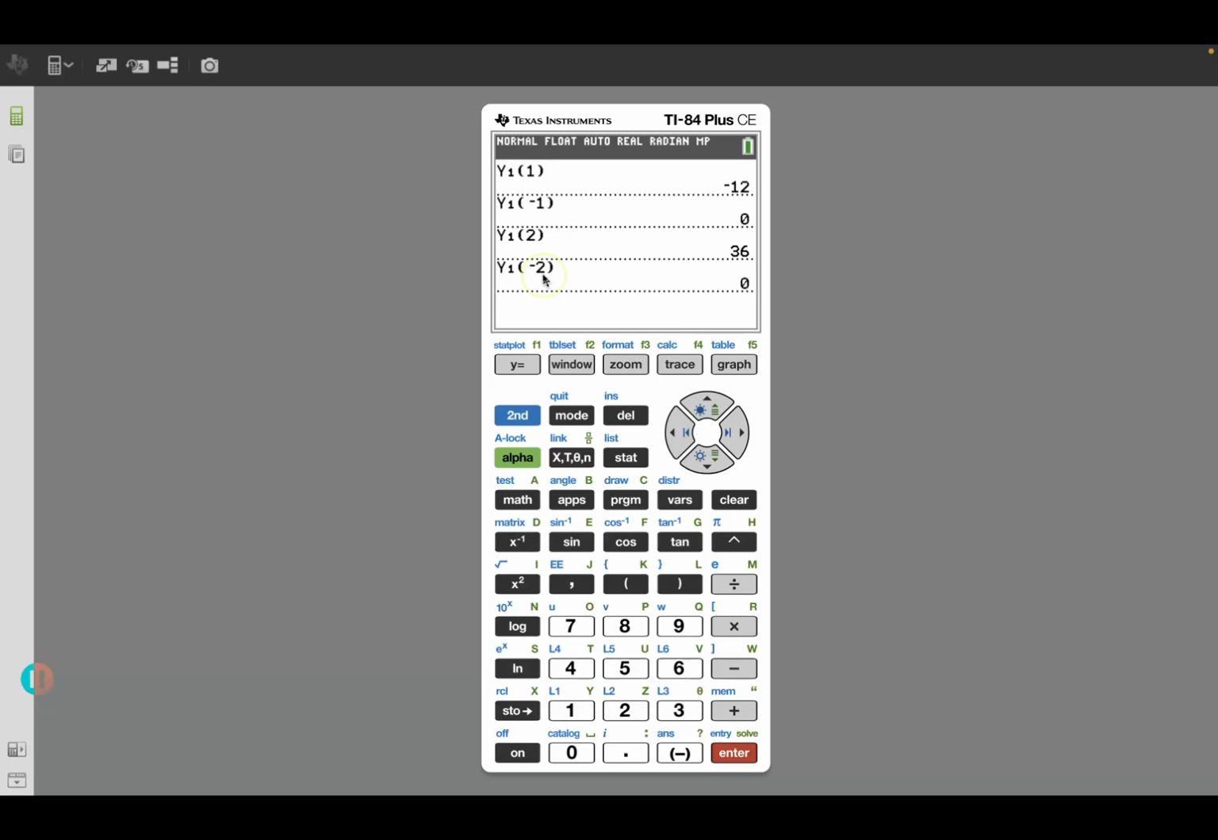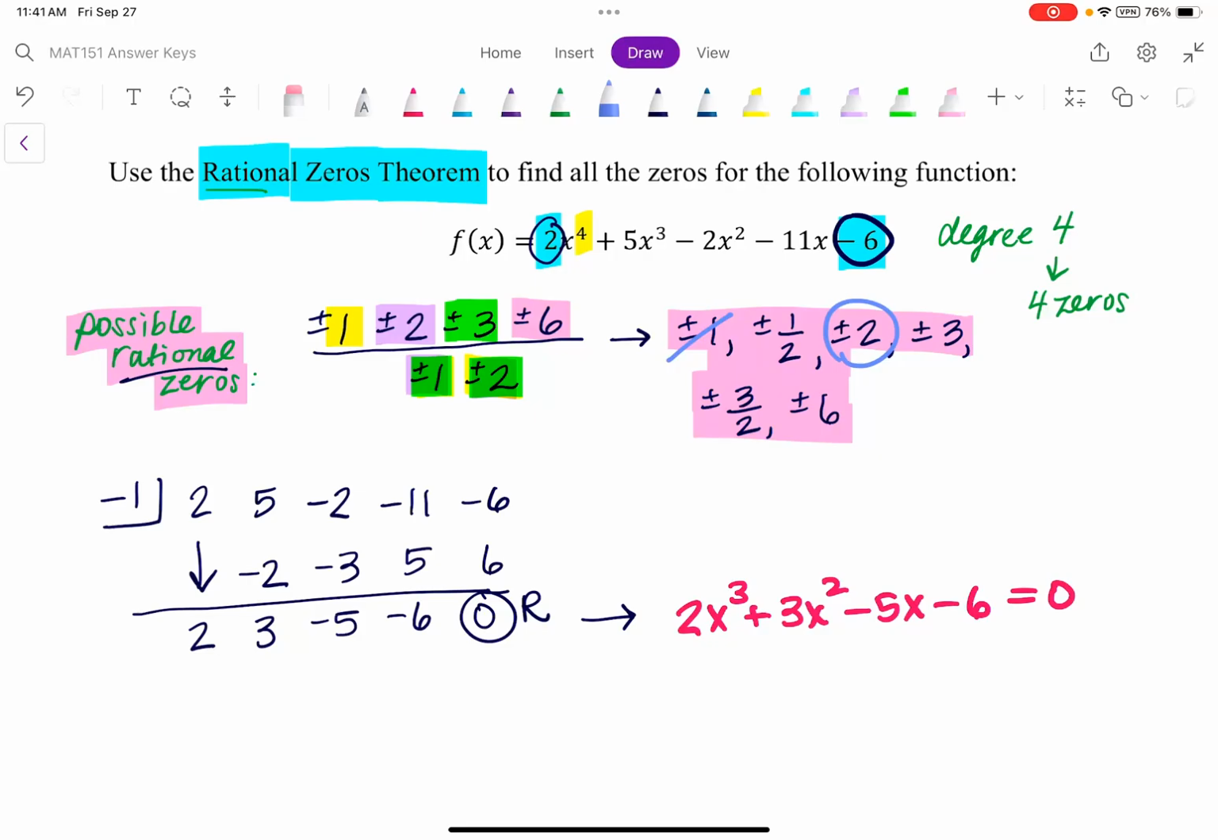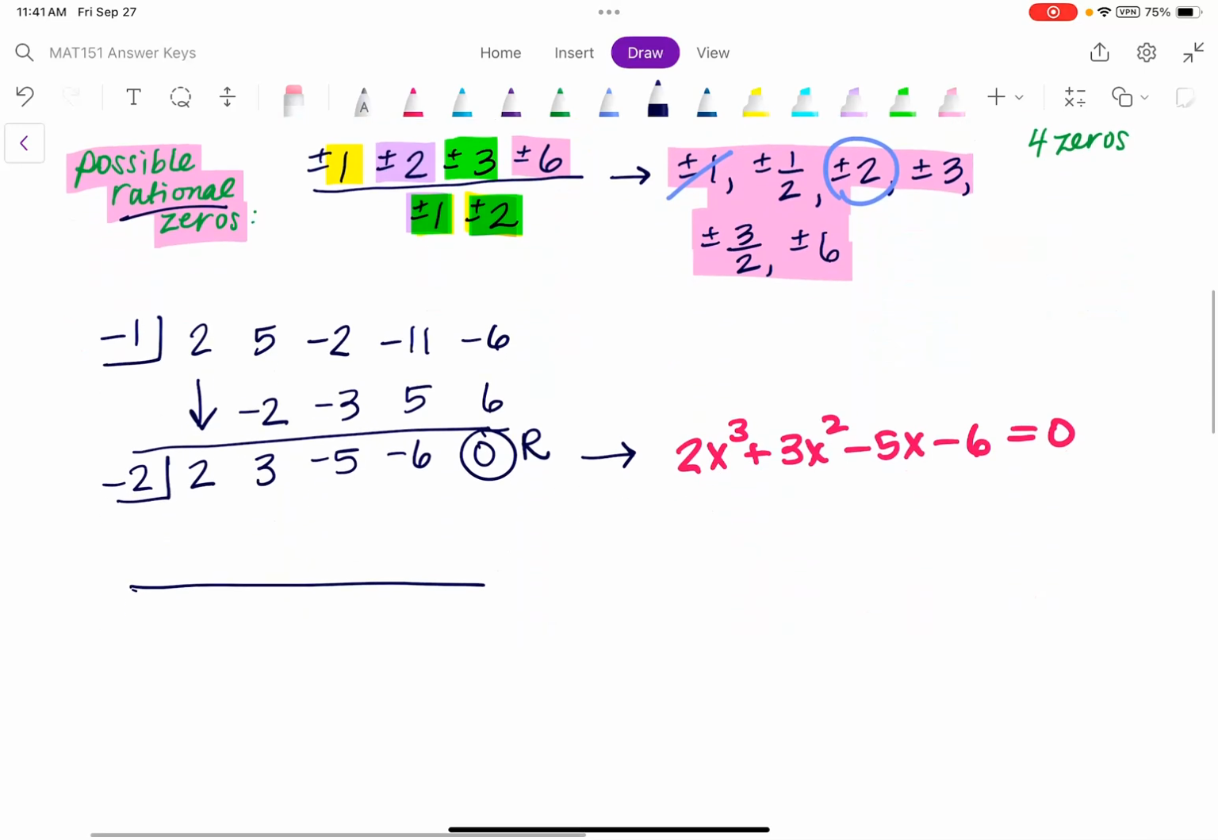So let's go back to our synthetic division. Now that we know negative 2 works, negative 2 is going to be our next 0, and that's what we're going to try with our synthetic division. So I'm stacking my synthetic division, I'm using those new values. Again, pause the video, do your own synthetic division to make sure.